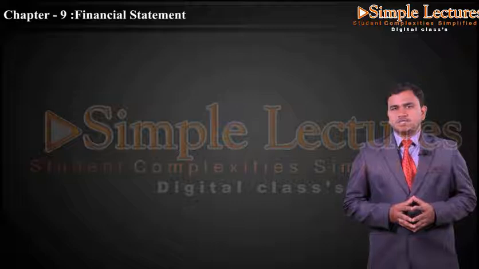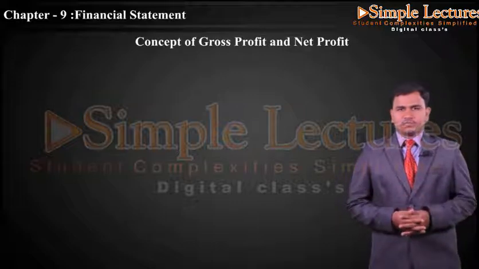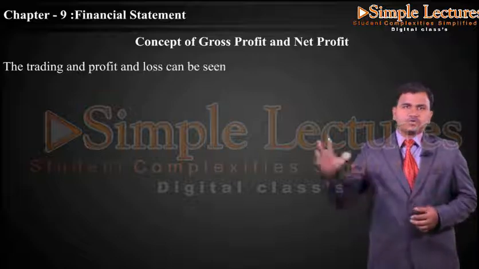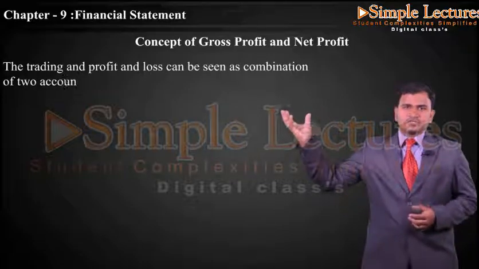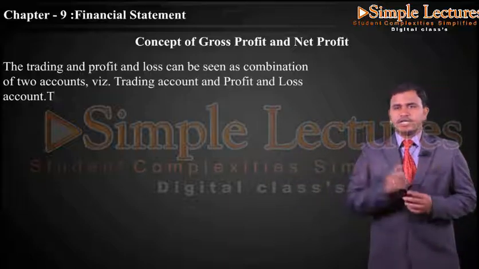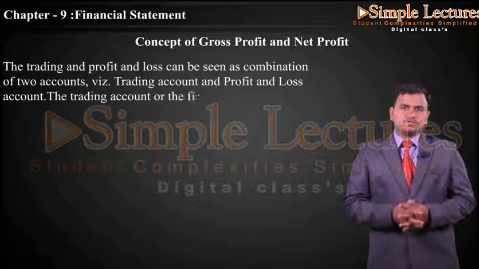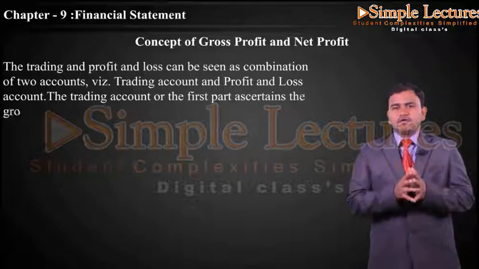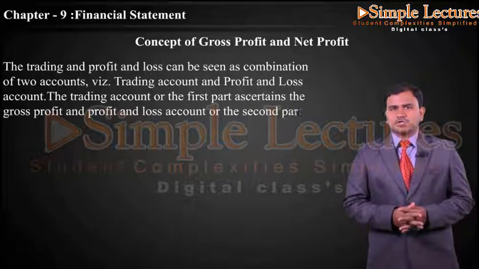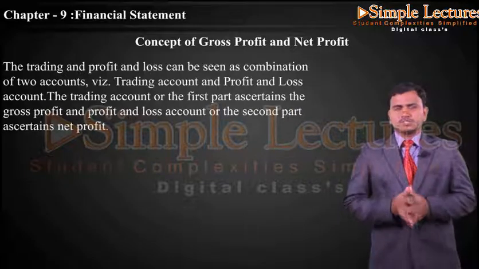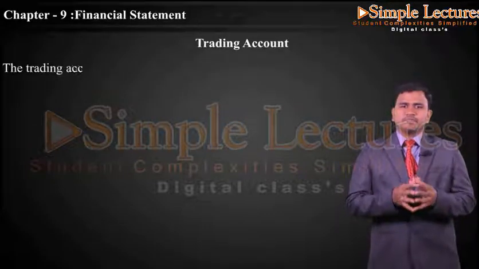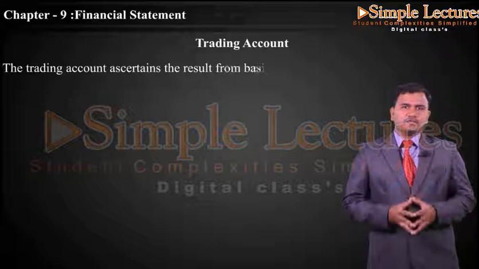Let us see the concept of gross profit and net profit. The trading and profit and loss account can be seen as a combination of two accounts. As I said, first we are going to start with the trading account, then we come to the profit and loss account. The trading account, or the first part, ascertains the gross profit and the profit and loss account, or the second part, ascertains the net profit. The trading account ascertains the result from basic operational activities of the business.